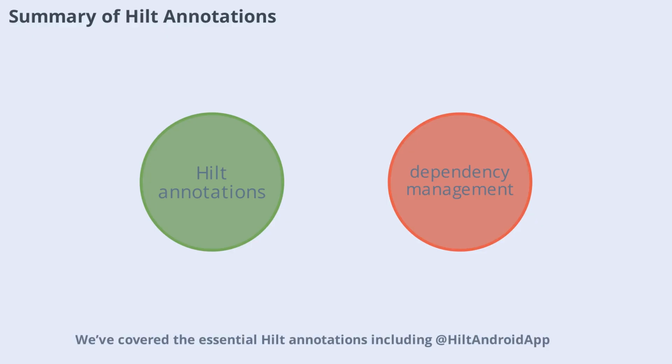You've covered the essential Hilt annotations, including @HiltAndroidApp, @AndroidEntryPoint, @Inject, @Module, @InstallIn, @Binds, @Provides, @Qualifier, @EntryPoint, and @AssistedInject. Each annotation plays a unique role in managing dependencies and streamlining your Android development process. By mastering these annotations, you can build scalable, maintainable, and testable applications with ease.